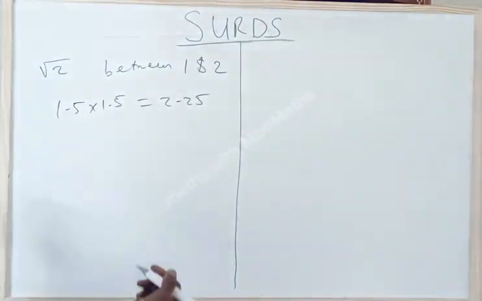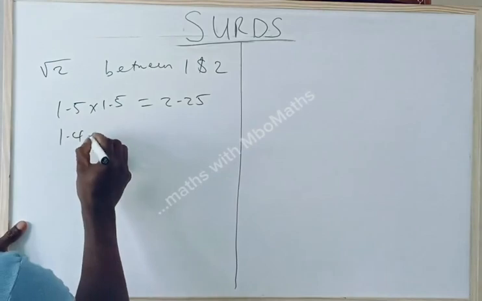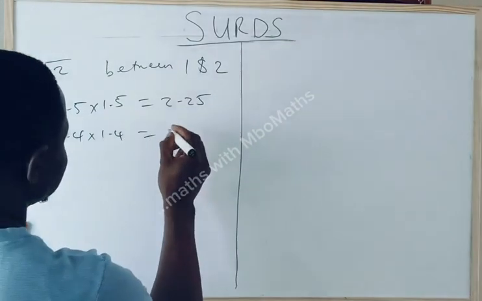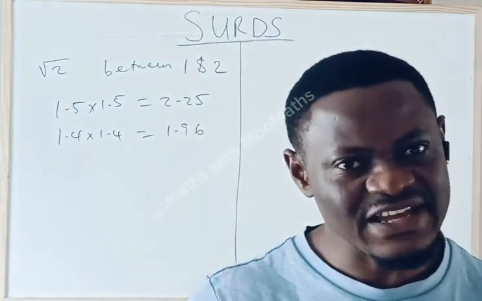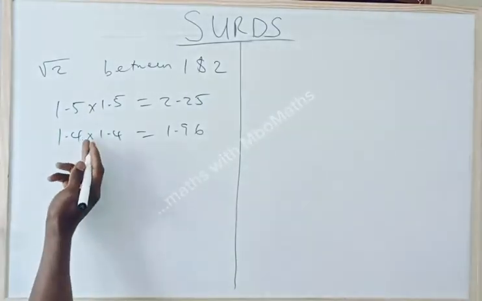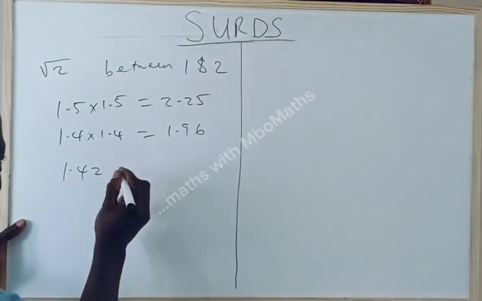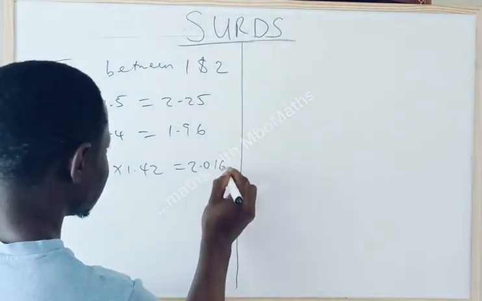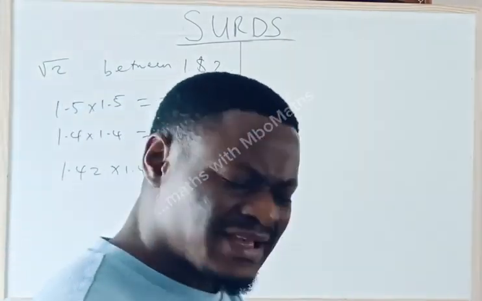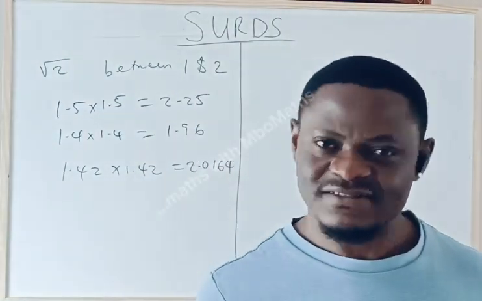We're looking for 2. If we come down to 1.4 times 1.4, what's the answer? 1.96, which is too small, and it's not what we're looking for, right? And if we increase it a bit and say 1.42 times 1.42, it gives us 2.0164, which is still too big. And this is becoming sickening, right?